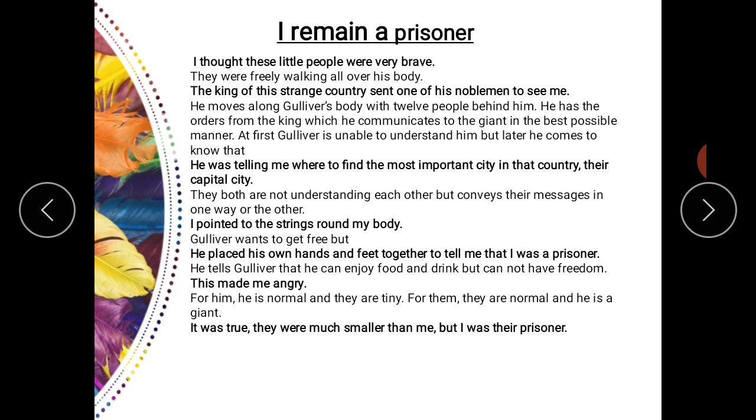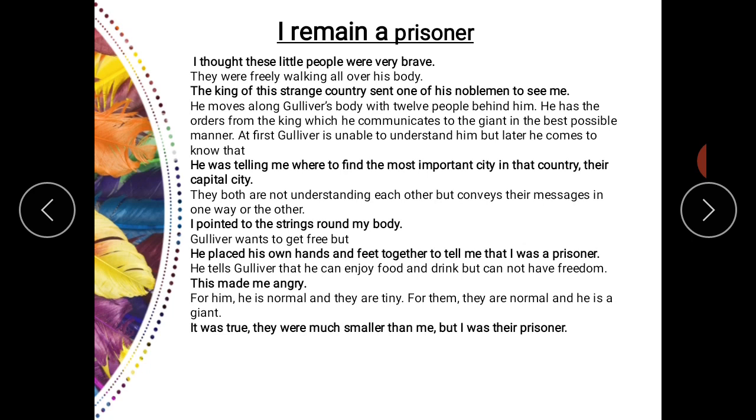This made me angry. And what do you think he must have done? What do you think Gulliver must have done? He got angry, so he tried to break the thin ropes and strings. And what happened next? At once, hundreds of arrows were again shot at Gulliver. Lots of them went into his skin, his hands, and they began to feel very sore and very painful to him. He lay still.